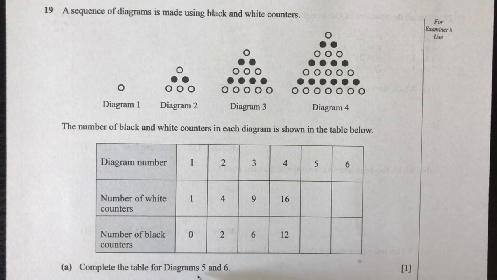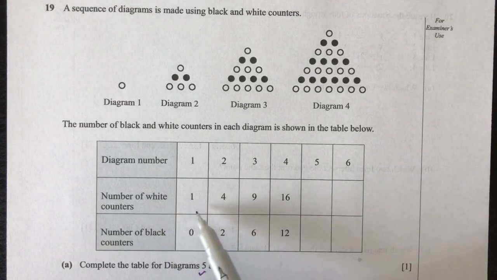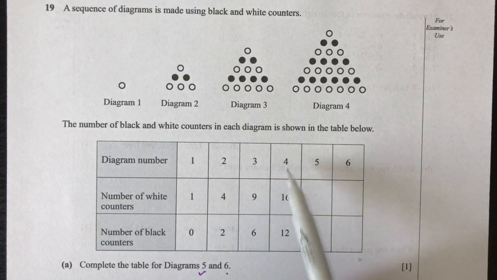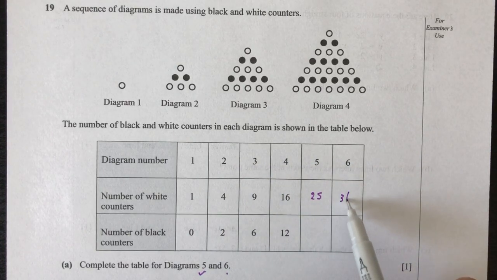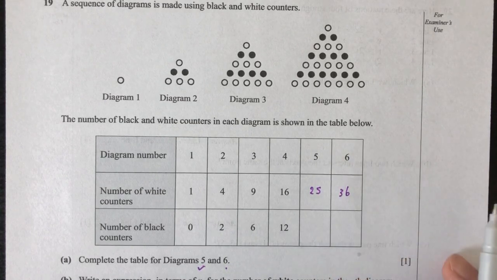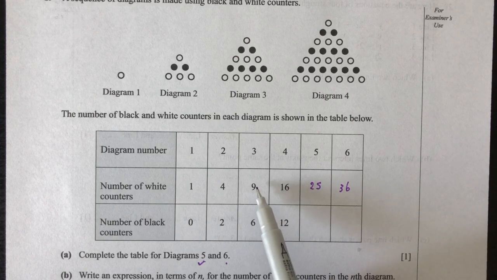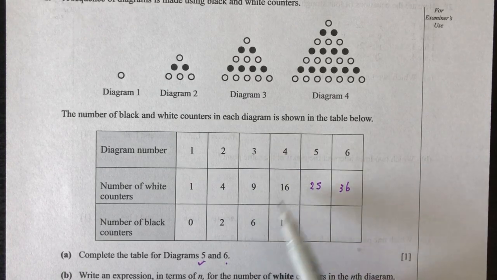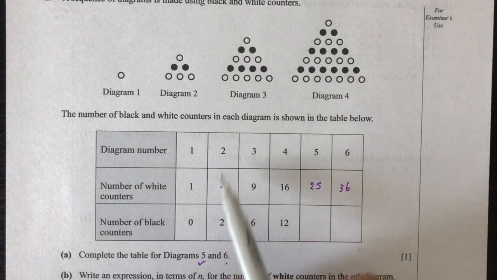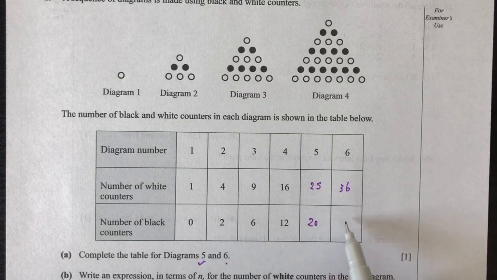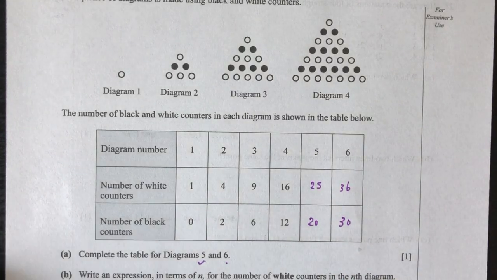So part A, complete for 5 and 6. As you can see, for the number of white, for 1 is 1, 2 is 4. It is the square numbers. 3 is square, so this will be 25 and 36, the square number of each of them. And for this one, it is 9 minus 3 is 6, 16 minus 4 is 12, 4 minus 2 is 2, 1 minus 1 is 1. So this minus this will be 20, this minus this will be 30. So that is your part A.